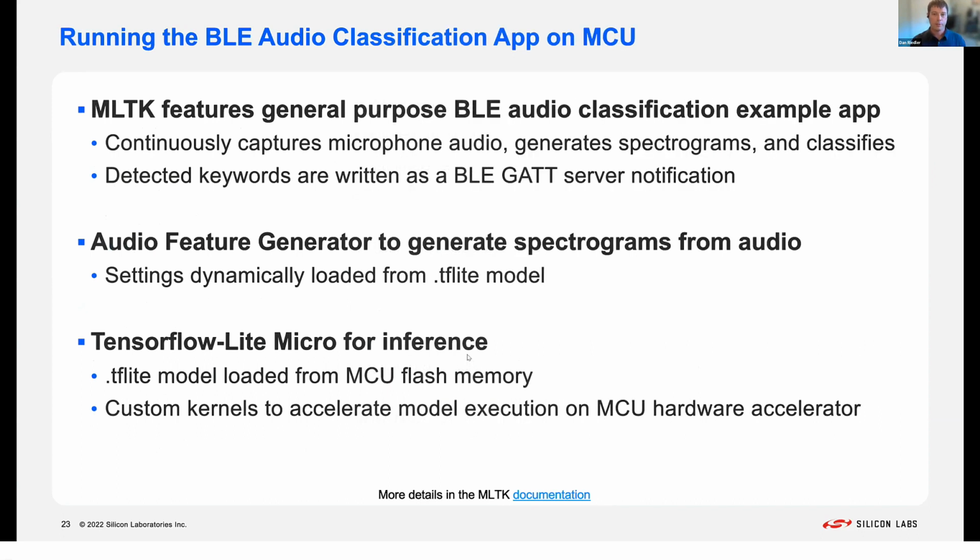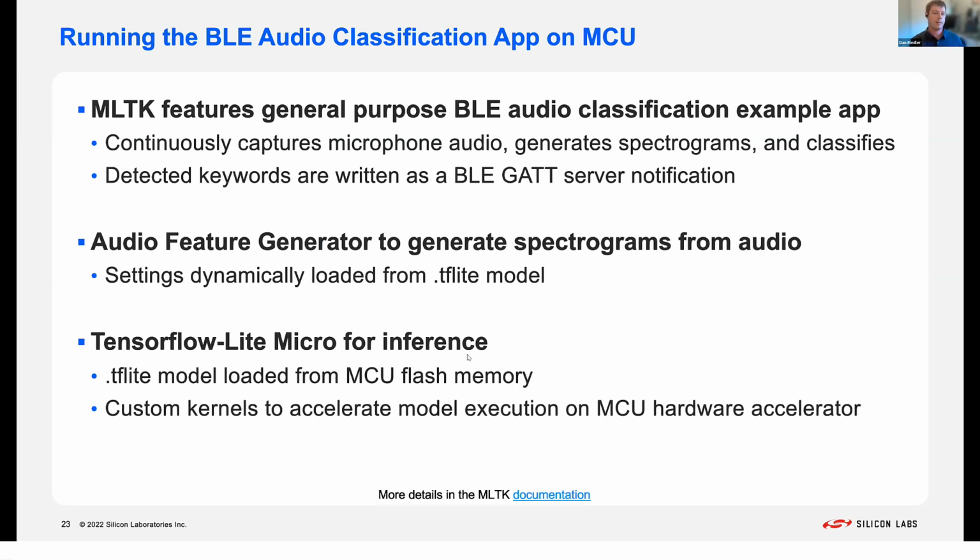So now that we have our quantized TF-Lite model file, it's time to actually run it in the application. The MLTK features a general purpose BLE audio classifier example app. This works very similar to the audio classifier app I just showed you. It continuously captures microphone audio and uses the audio feature generator to generate spectrograms. Those spectrograms are then sent to the machine learning model for classification. If any keywords are detected, the detected keyword is written to the BLE GATT server as a notification.